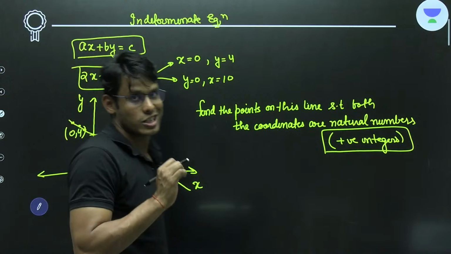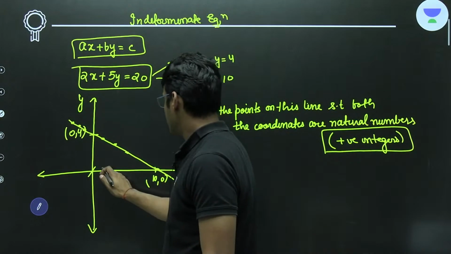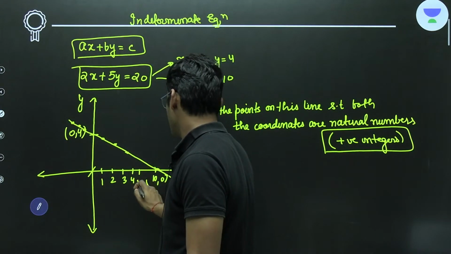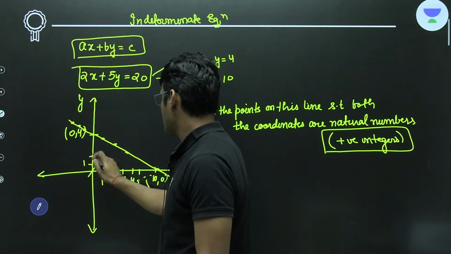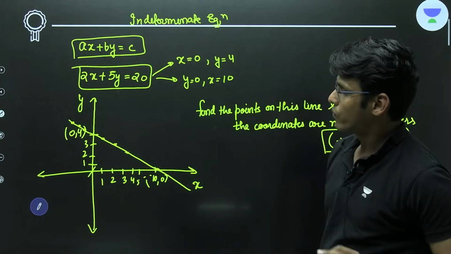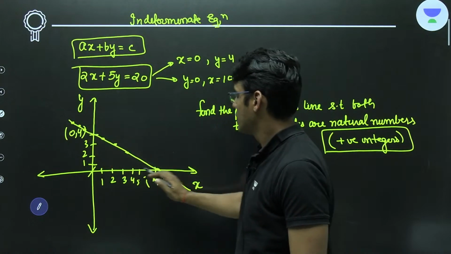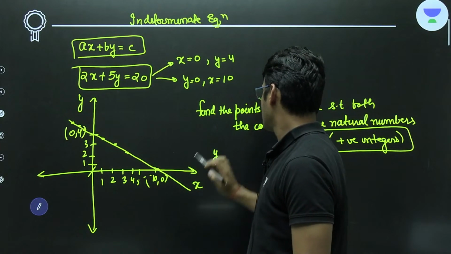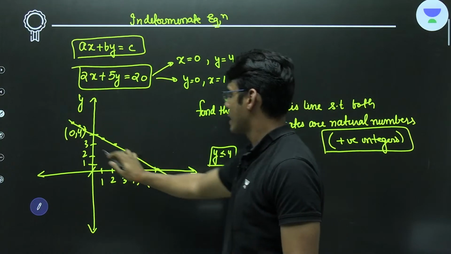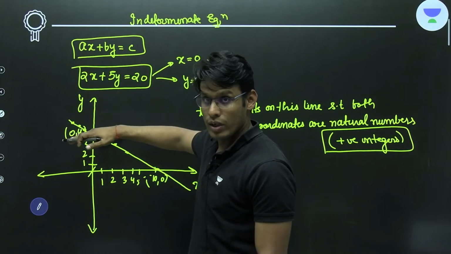Now this is very interesting, because now you can see this is a natural number: 1, 2, 3, 4, 5. These are again natural numbers: 2, 3, and this is 4. I can see here that y is less than or equal to 4 from this diagram, because when y is greater than 4, your x coordinate will be negative.